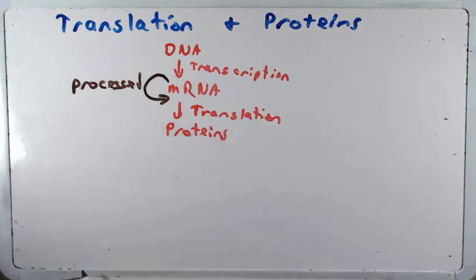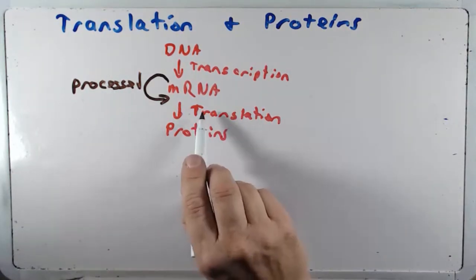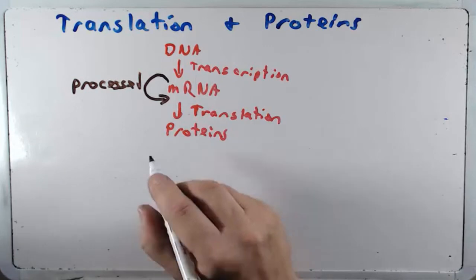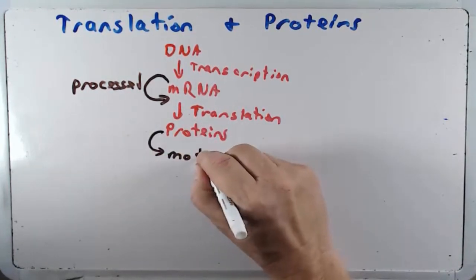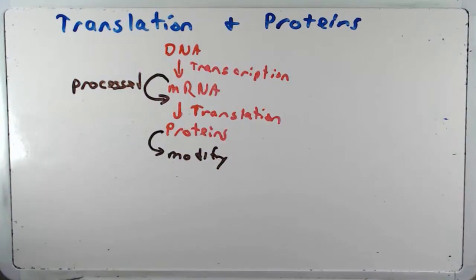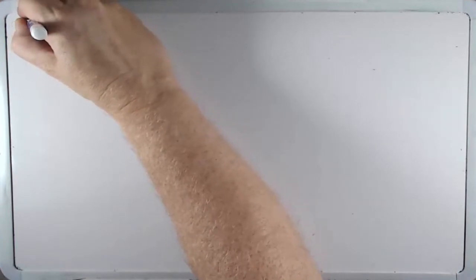In this podcast, we're going to take that mature messenger RNA and we're going to translate it into a protein. And then we're going to take that protein and we'll modify it to a mature active protein. So let's go ahead and get started with our discussion of the stages of translation.